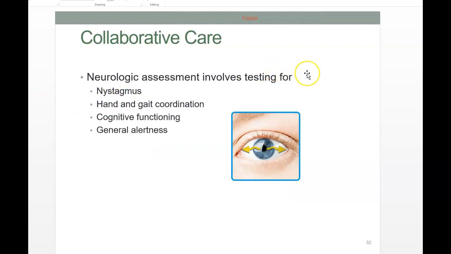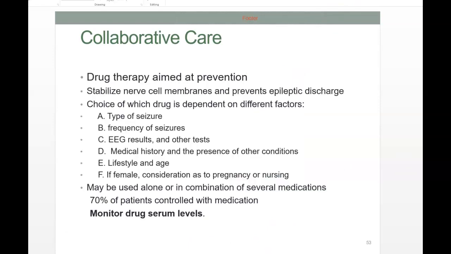What can we do as nurses? Neurological assessment we would want to do, and that would involve testing for nystagmus, which is involuntary eye movement. And as you can see in the picture, it's the eyeball kind of going back and forth sideways, shaky. Hand and gait coordination, cognitive function, and general alertness, which we always do, right? Alert and oriented times 4.